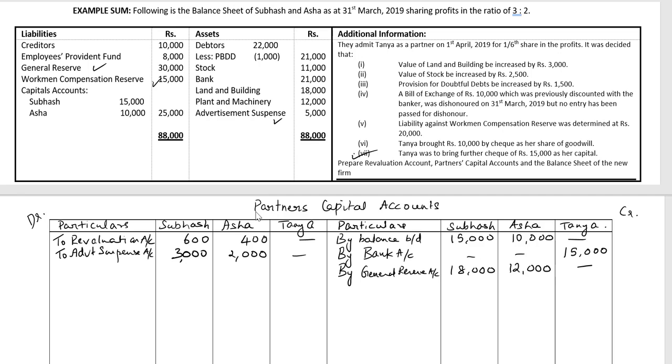And finally, we will deal with the premium for goodwill, which is brought in by Tanya, rupees 10,000. The premium for goodwill has to be distributed among the sacrificing partners in their sacrificing ratio. There is no mention about the sacrifice or sacrificing ratio, so the old profit sharing ratio will be equal to the sacrificing ratio. So the SR will be equal to the OR, which is 3:2.